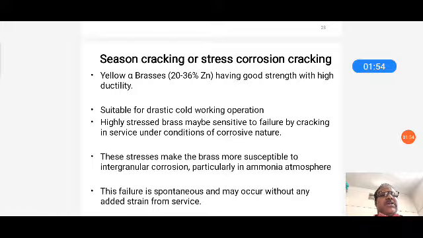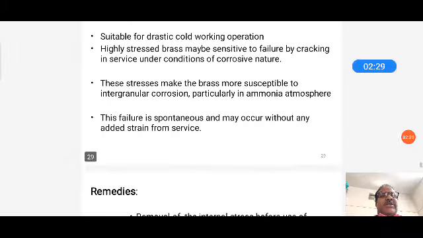This failure is spontaneous and may occur without any added strain from service. Already induced stresses are kept inside during the process, and during service conditions, especially in a corrosive atmosphere, these cracks may develop.